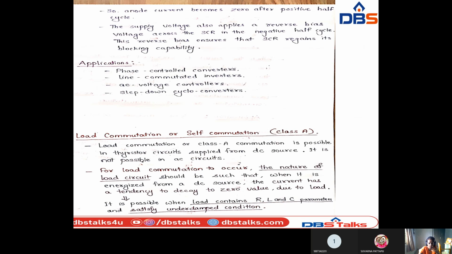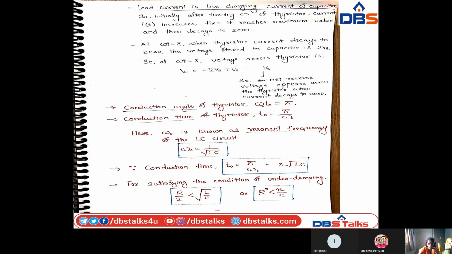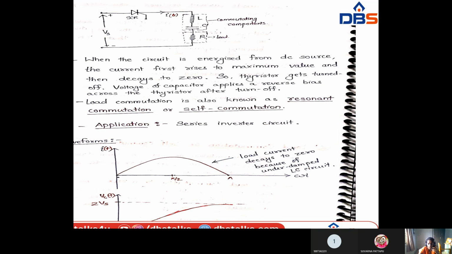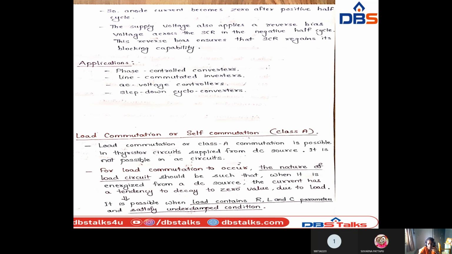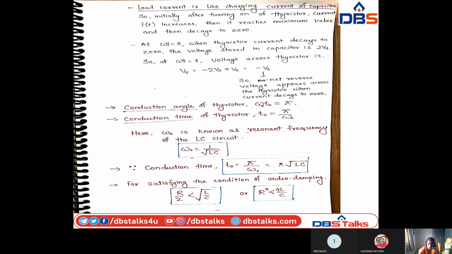Natural commutation will be used in phase control converters, line commutated converters, AC voltage controllers, and step down cycloconverters. Load commutation or self commutation will be used in class A commutation. So this is our topic. Load commutation will be used in series inverter circuits.